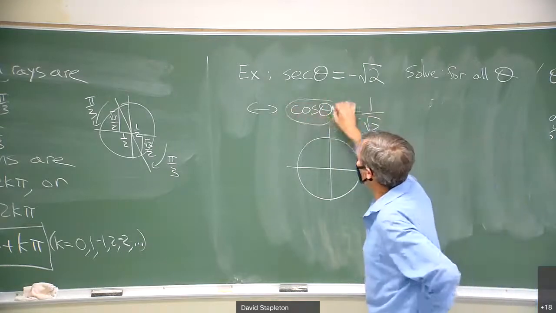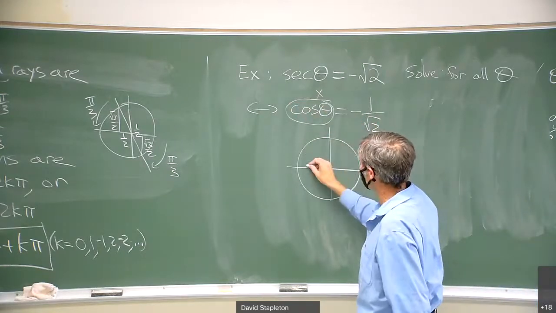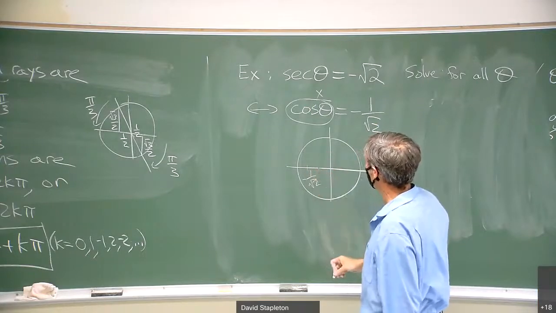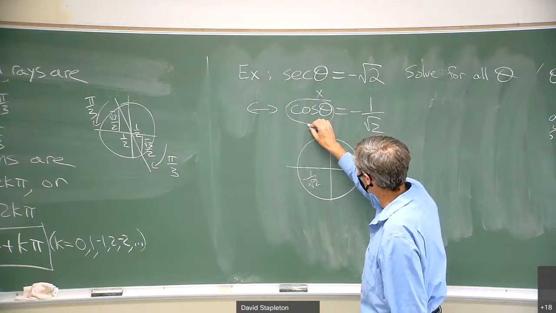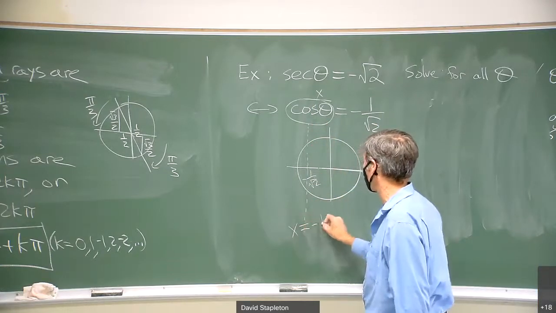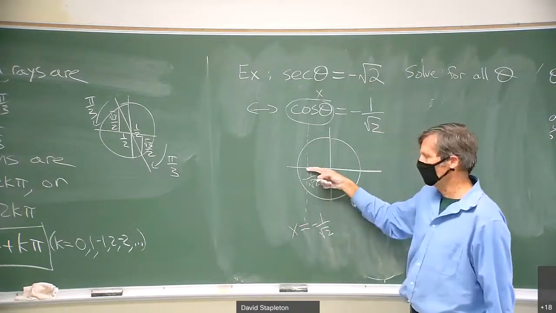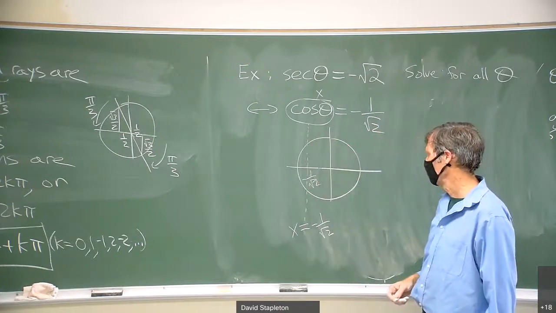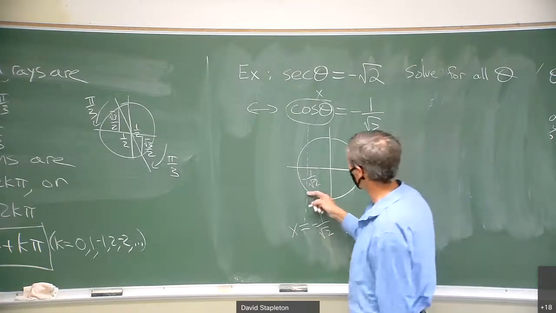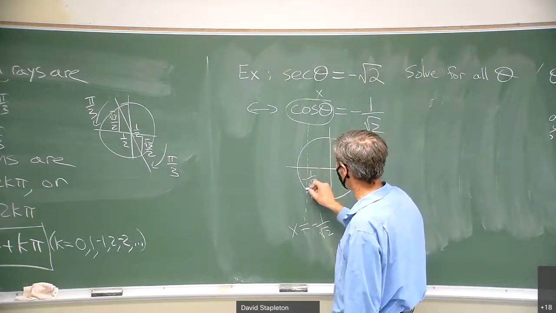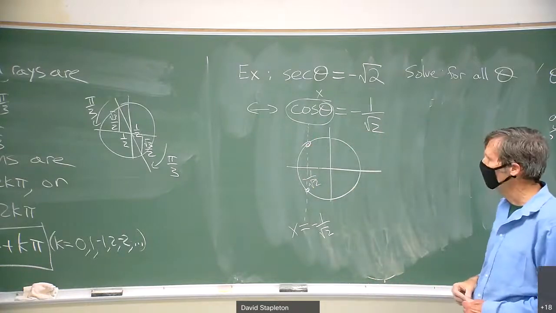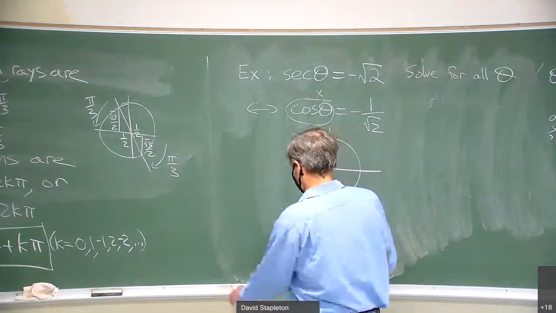Now, cosine is the x coordinate, so I'll mark the x coordinate minus 1 over square root 2, which is about minus 0.7. And now x equals a fixed number. All those points are a vertical line, right? This is the line x equals minus 1 over square root 2. If those are all the points in the plane that have that x coordinate, that shows, since it cuts the circle before minus 1 here, that there's exactly 2 points in the unit circle that have x coordinate minus 1 over square root 2. Therefore, exactly 2 terminal rays.